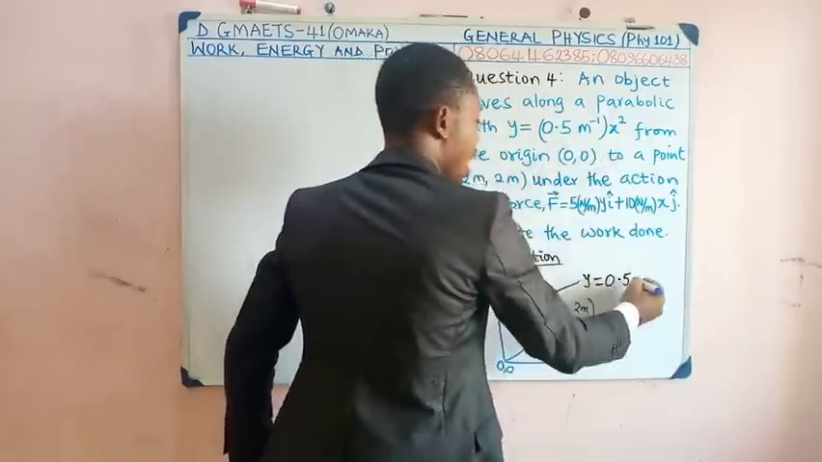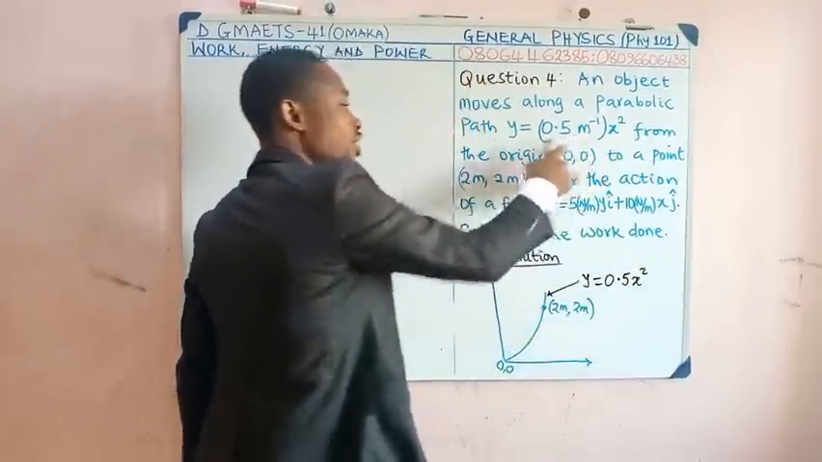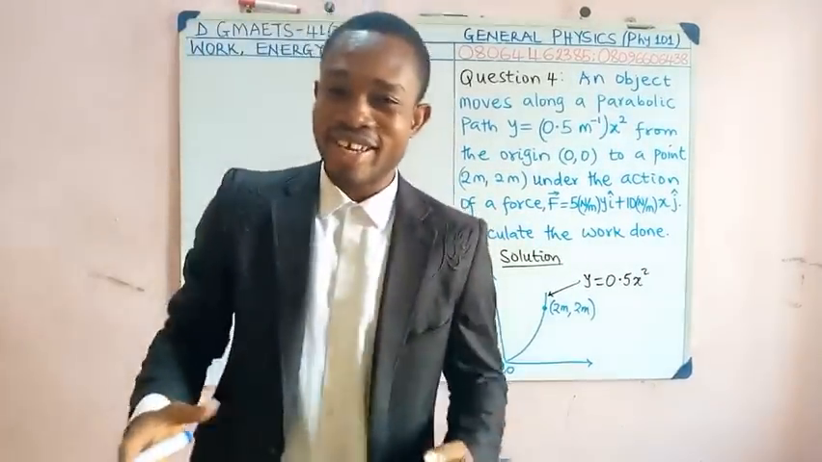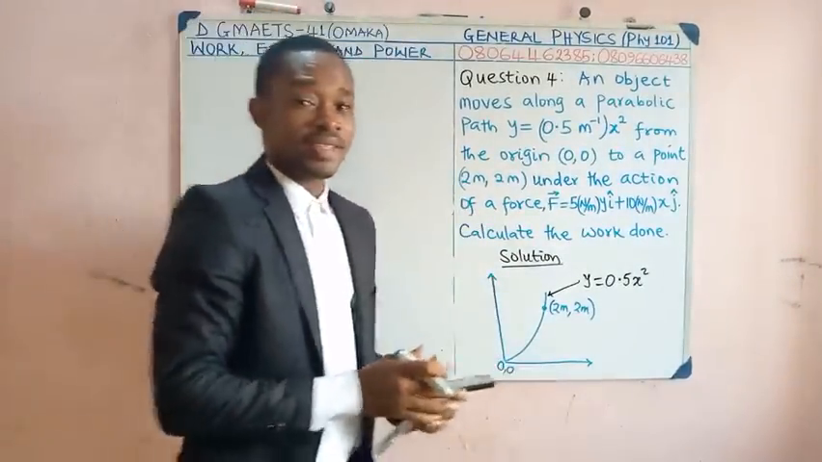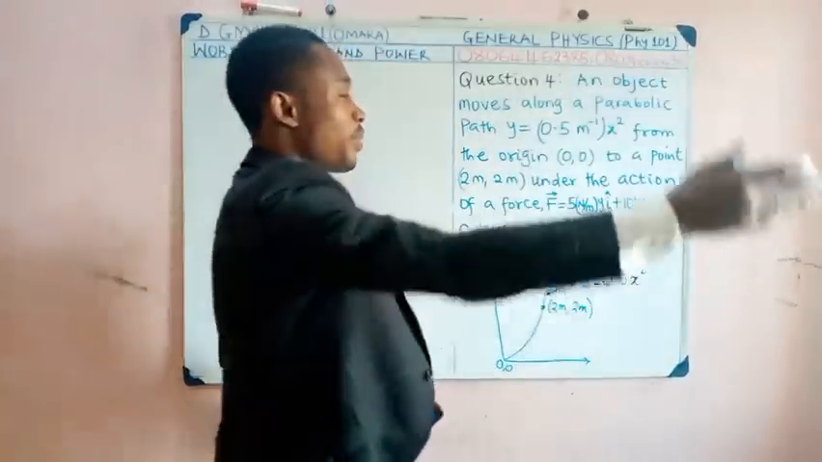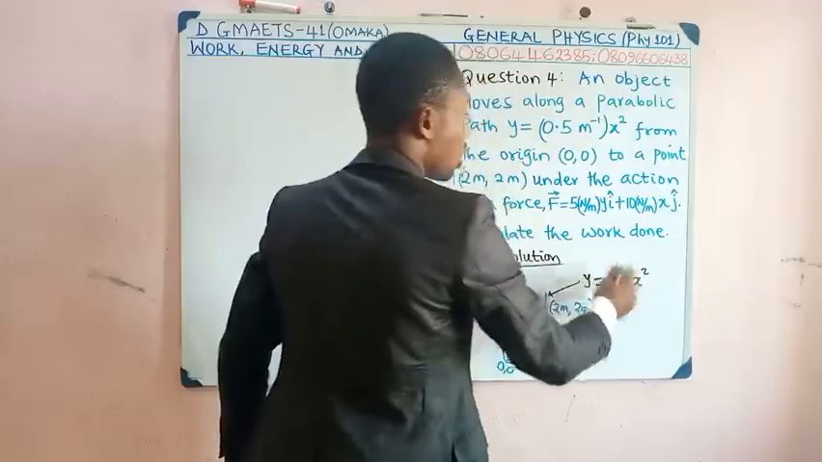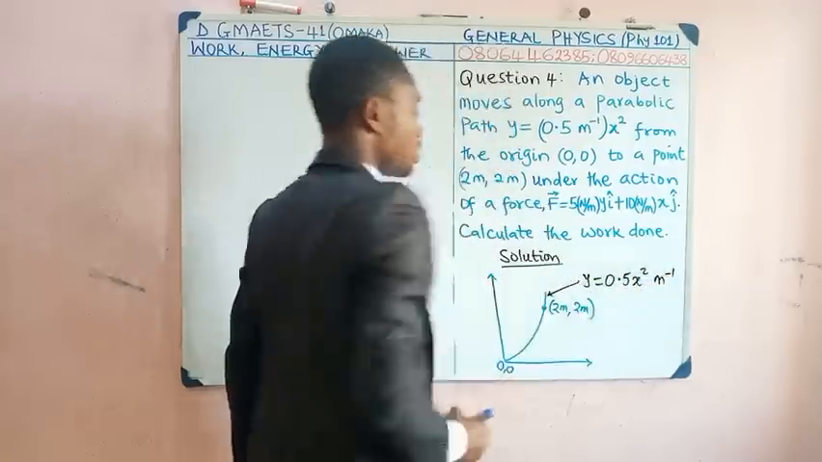0.5 times x squared. Please take note, this is the unit. Sometimes questions are presented in this way just to confuse a student. You don't need to be confused. Are you getting me right? This is unit per meter. So that per meter needs to step outside so that x squared will multiply the 0.5. So it's going to be per meter.